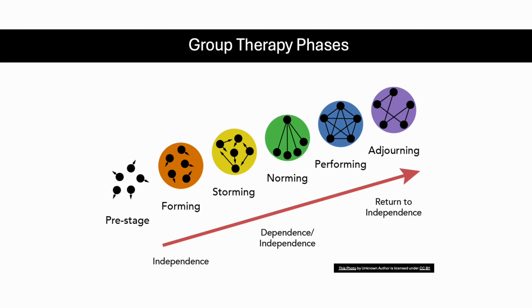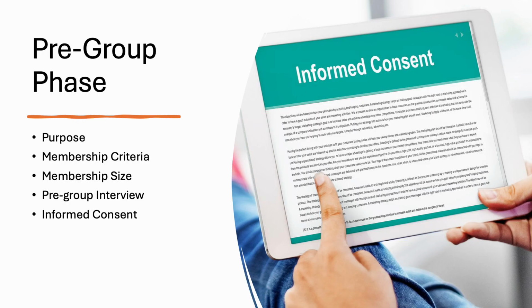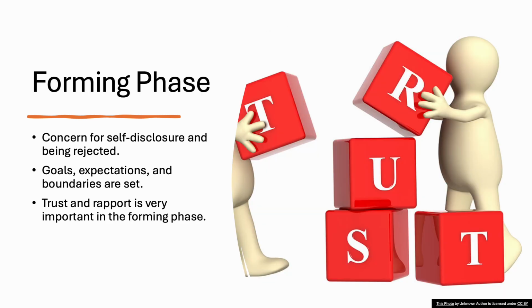Group therapy sessions are organized into phases. The 6 group phases are pre-group, forming, storming, norming, performing, and adjourning. During the pre-group phase, the leader considers the direction and framework of the group, the purpose, goals, membership criteria, membership size, pre-group interview, and informed consent. During the forming phase, members are concerned about self-disclosure and being rejected. Goals and expectations are identified and boundaries are established. The development of trust and rapport is very important.